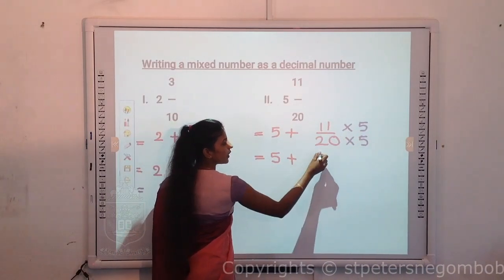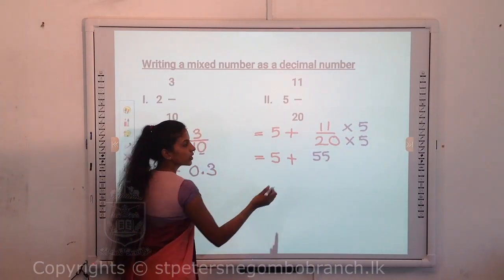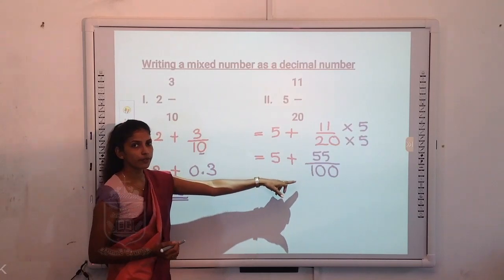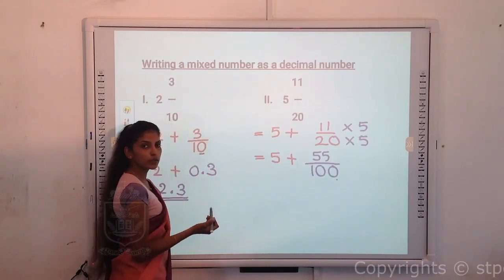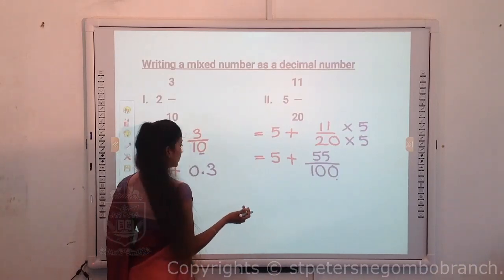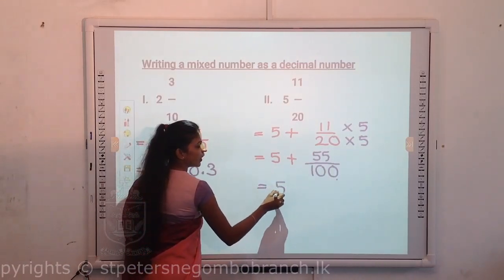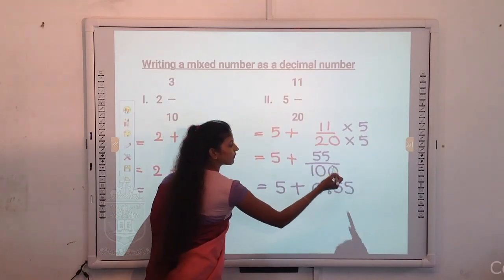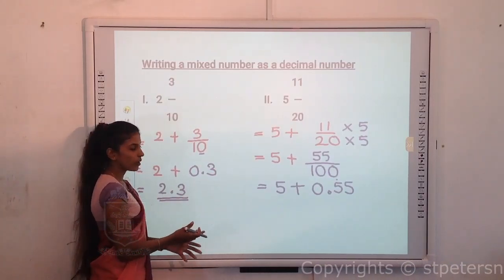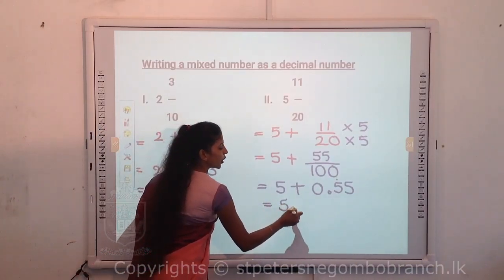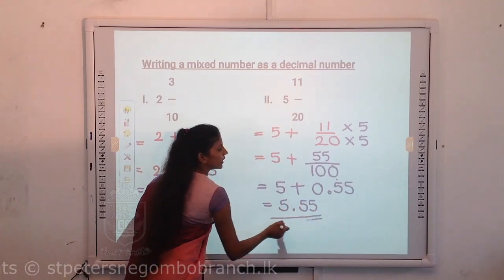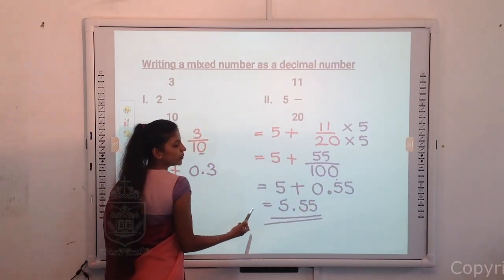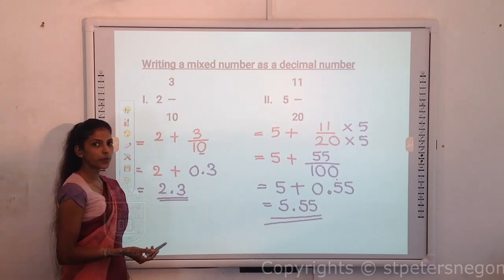So 11 times 5, you have 55. 20 times 5, you will have 100. Now you all can see it is a power of 10. So if you have 2 zeros, what you have to do? 2 decimal places will be there in the final answer. So here you have 5 plus 2 decimal places, that means 0.55. So what's our next step? We have to add the two numbers. That means 5.55 is the final answer. You have to add the decimal part to the whole number, so you will have the final answer as 5.55.